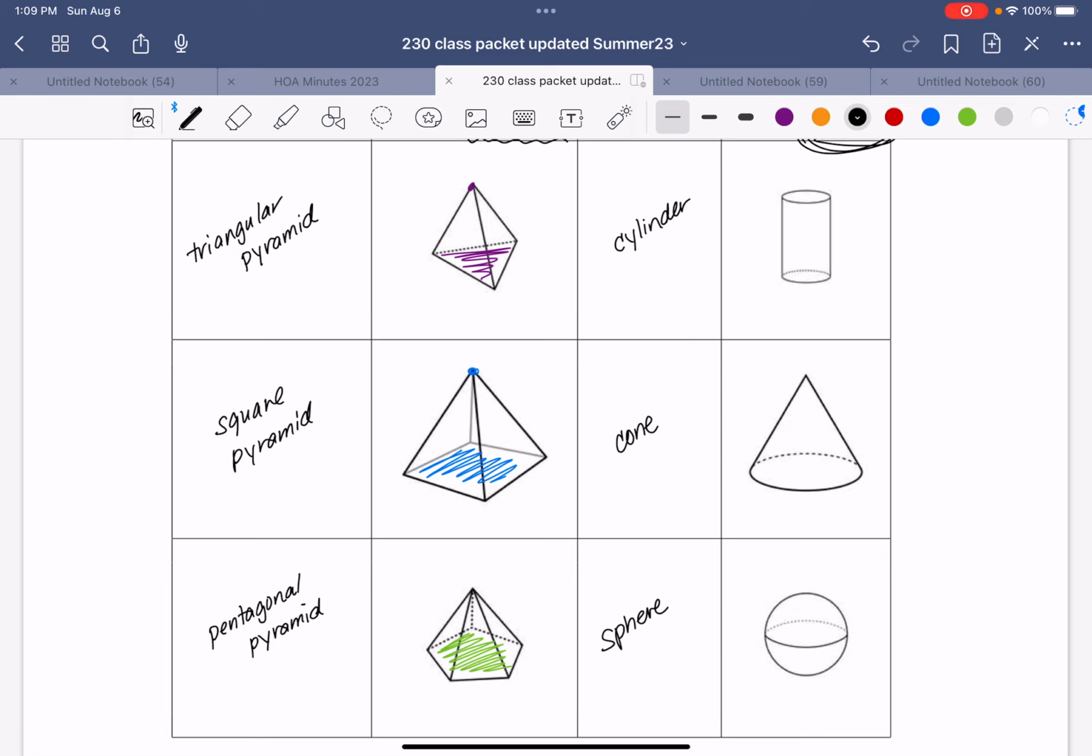In the next couple of videos, I'll go through the next couple of pages in your notes, and we will talk about how to name them, how to find a nice little formula, how to do lots of different things.